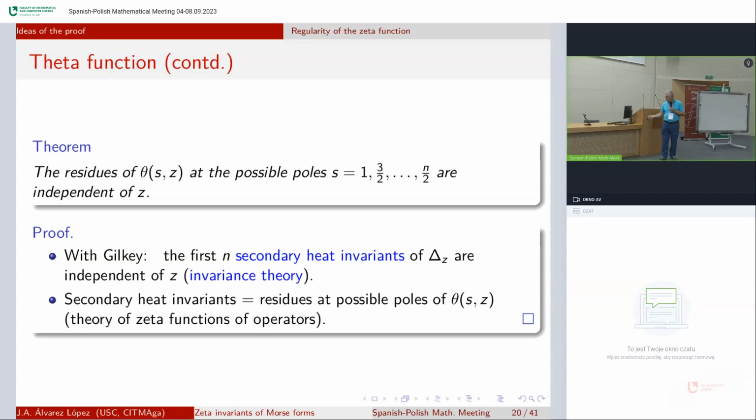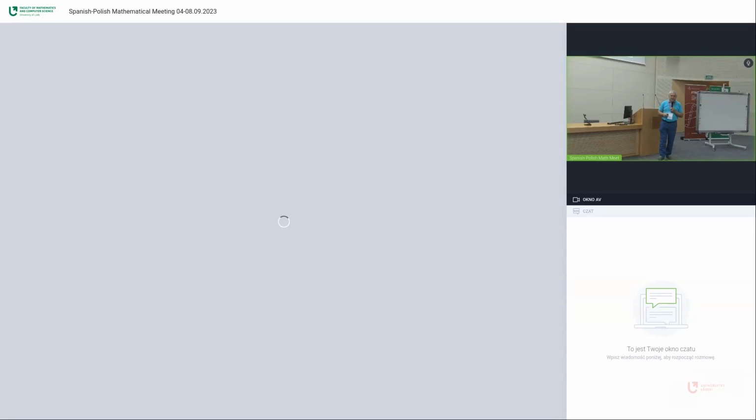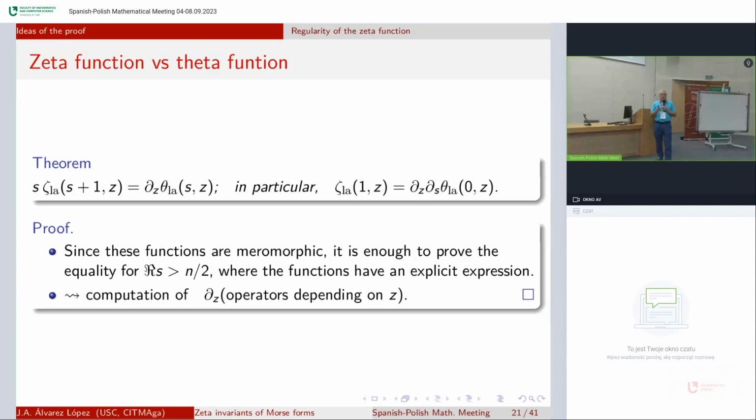And now we show this theorem, which relates both functions. S times the large theta function at s plus 1 is the derivative with respect to the parameter of the large theta function. In particular, we have this expression of the value of the large theta function at 1 equal to the derivative with respect to the parameter and with respect to s of the large theta function at s equal to 0.